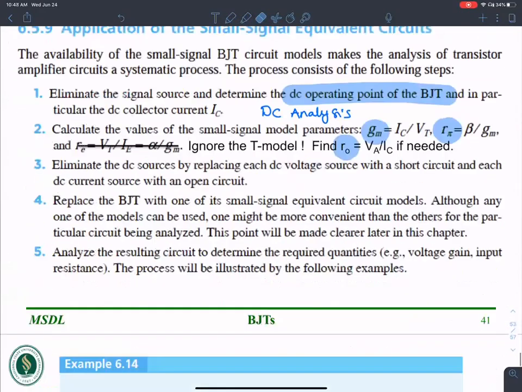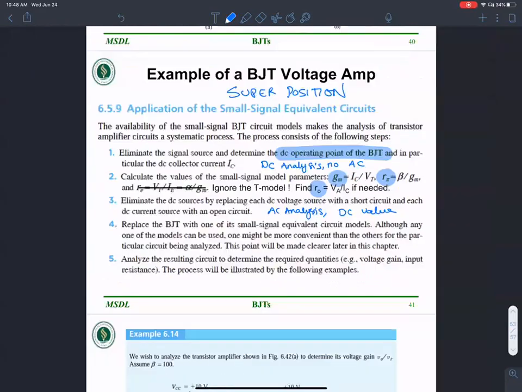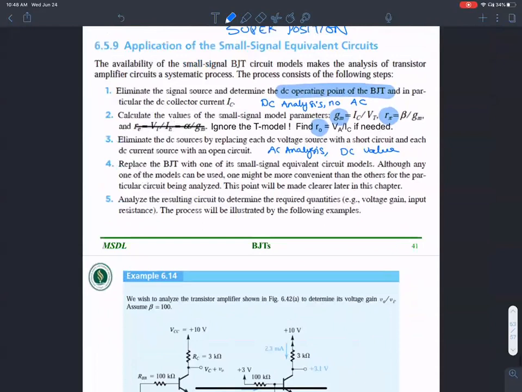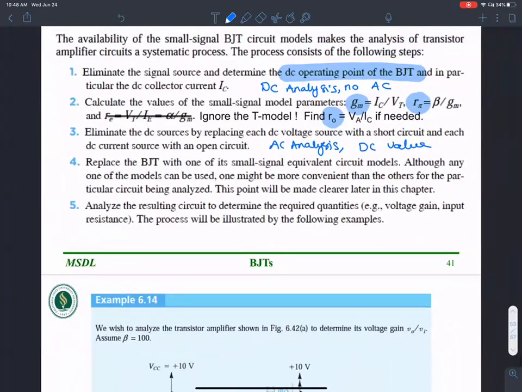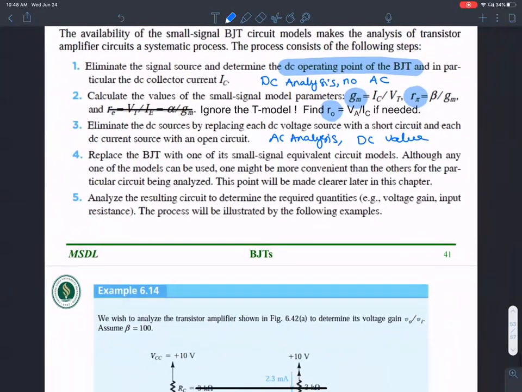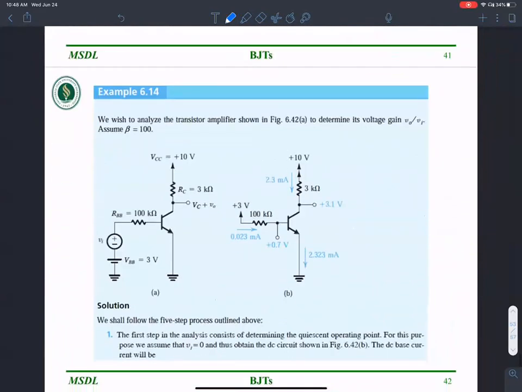Then we do the DC analysis, no AC. Then we do the AC analysis, assuming that there is no DC value. I'm going to show you an example right here. Replace the BJT with one of its small signal models and analyze the resulting circuit to determine the required quantities. So let's do an example.